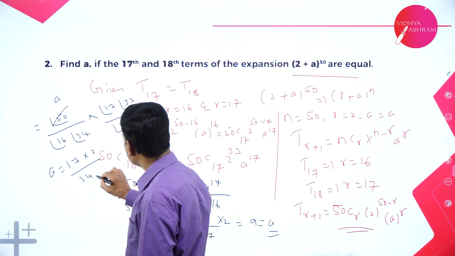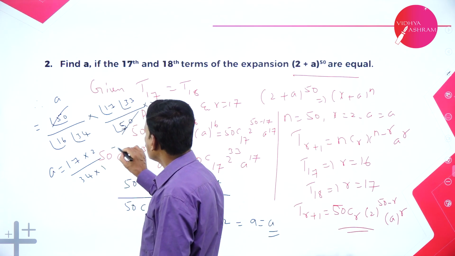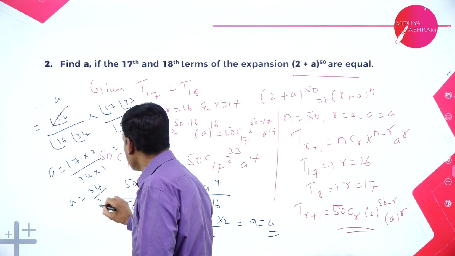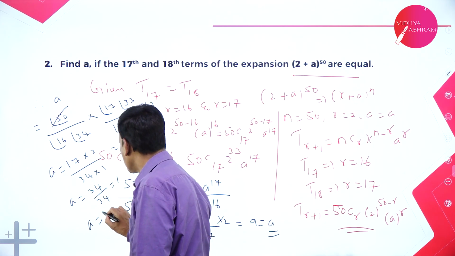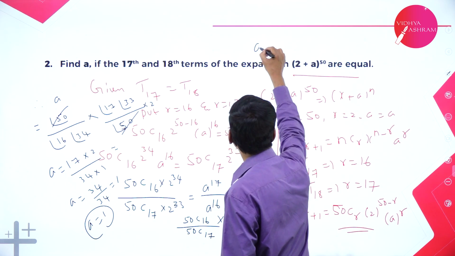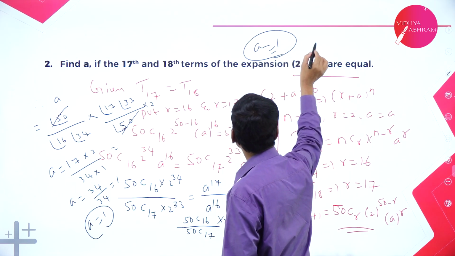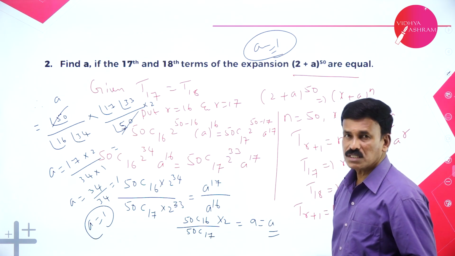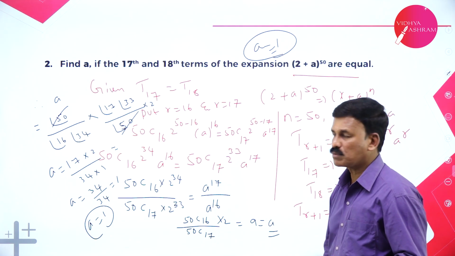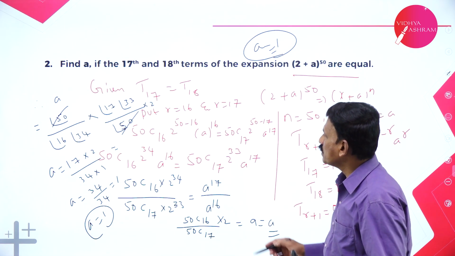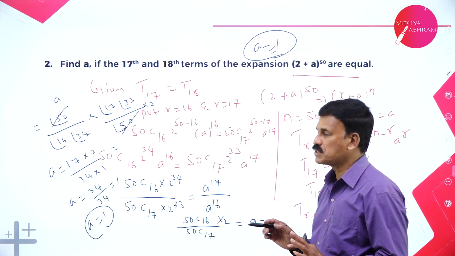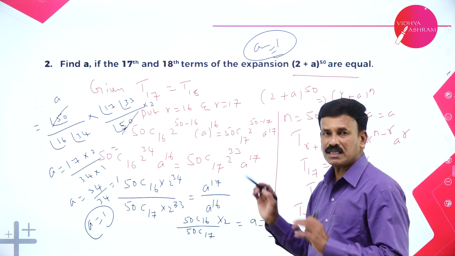So what is this equal to? 17 into 2 is 34, by 34. 34 by 34 is equal to 1. So the value of a is equal to 1. The value of a is 1 in this expansion. That's it, this is how we solve this problem. Hope you have followed, very simple. Find out the T17 and T18 terms, then just divide them and you will get the value of a.